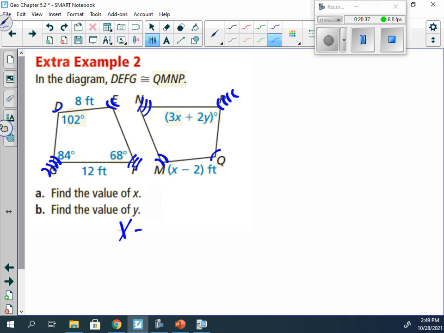Now we do have two equations again. We have x minus 2 and 3x plus 2y. Now the 3x plus 2y is an angle, and it's the measure for angle P, yes? What angle matches up with angle P? So 3x plus 2y is 84. Now x minus 2 is the length of MQ. What side length matches up with MQ?